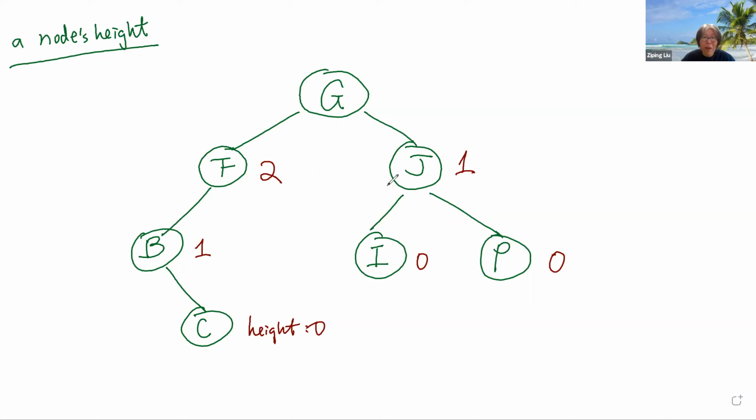Then let's take a look at node G. From G we can go to leaf node C, or I, or P. It can go to 3 leaf nodes, but the longest path is from G to F, F to B, B to C. How many arcs? It has 3 arcs, so the height is 3. So this is the definition for a node's height. And there is another idea about tree height.